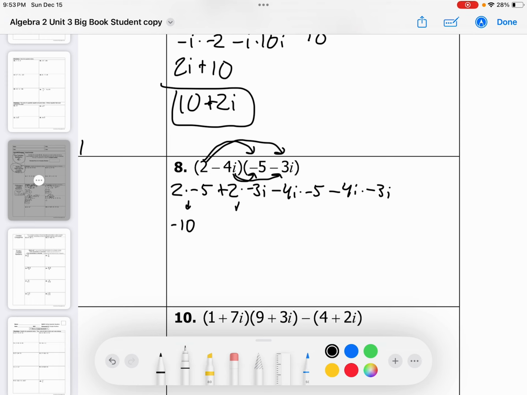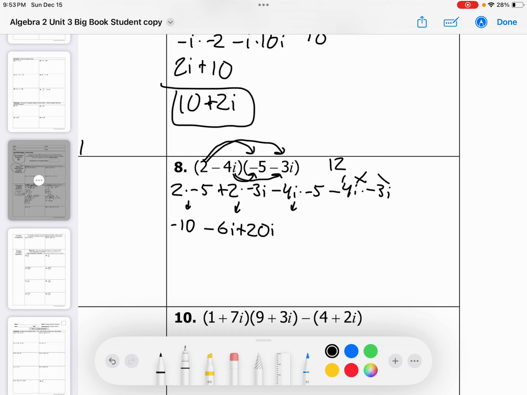For the 2 times negative 5, that would give me negative 10. 2 times negative 3i would give me negative 6i. The negative 4i times negative 5: negative 4 times negative 5 is a positive 20, so we'd have plus 20i.